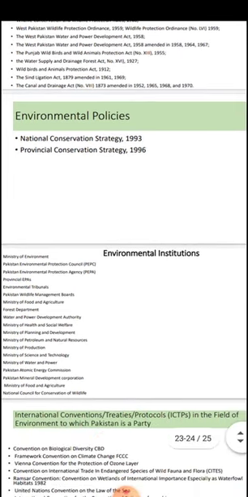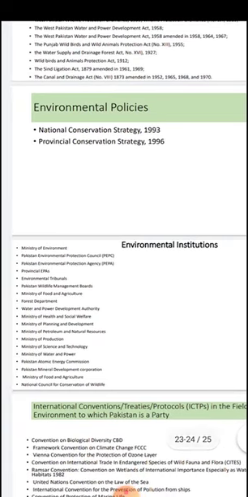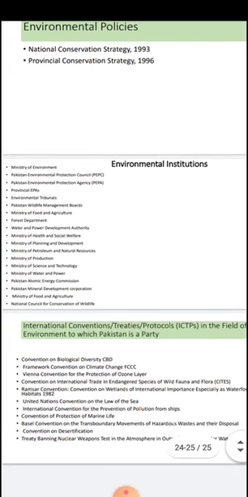So, what are the environmental institutions? These are all the stakeholders which are involved in making laws and making rules and regulations, and then enforcing as well. So, some of the major ones are explained here. I think again it is self explanatory.